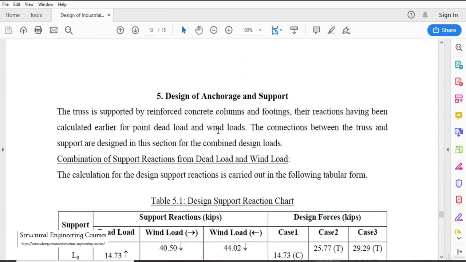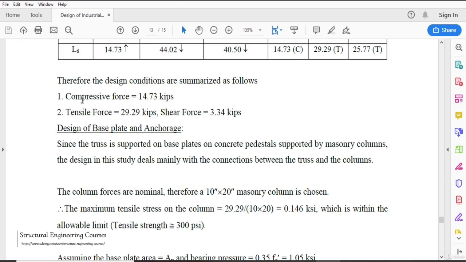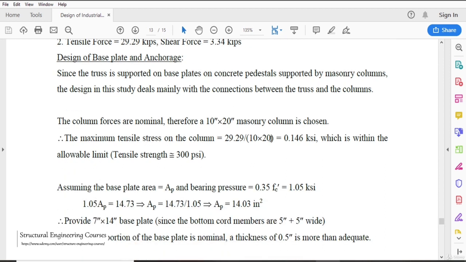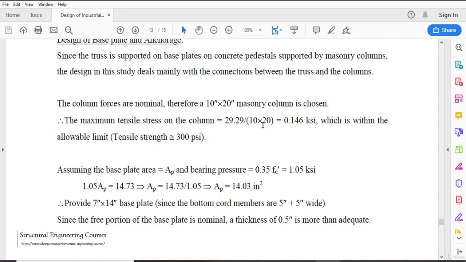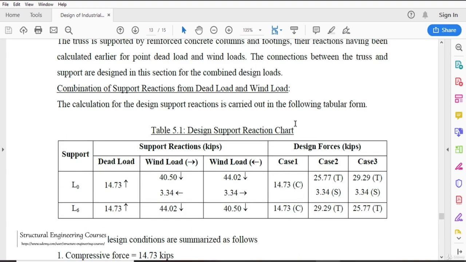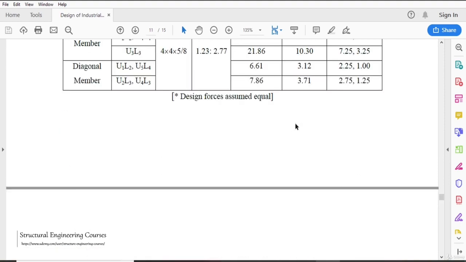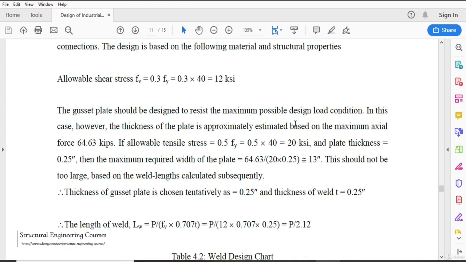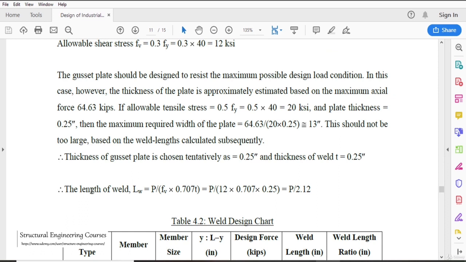And if we see the basic design of the anchorage and end support, they had considered the tensile force, compressive force, and shear forces. So the maximum tensile stress in column is 0.146 KSI when we are considering the masonry columns. So here he had also designed the welding, that is 0.707 is the simple law for considering the thickness of the welding, that is we decrease the thickness of welding by 0.707 times.